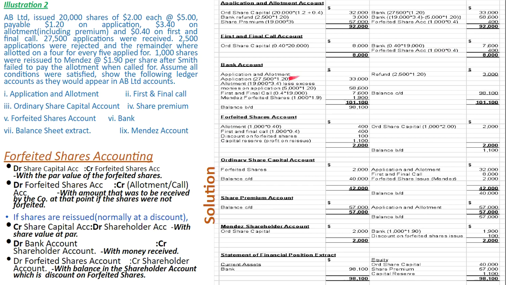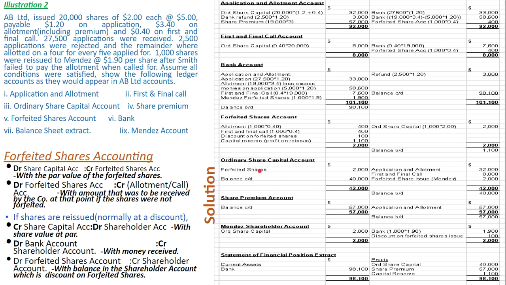Double entry, we go to forfeited shares account, first and final call, $400. Next, we go to the first point on our accounting notes: debit share capital account, credit forfeited shares account with the par value of the forfeited shares.